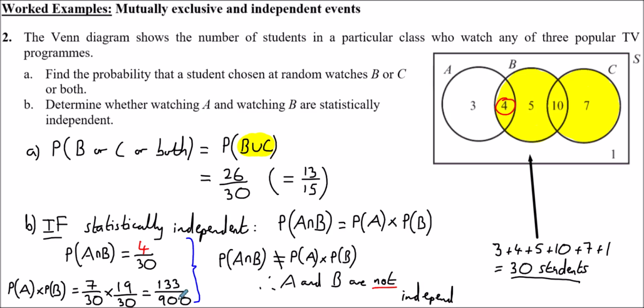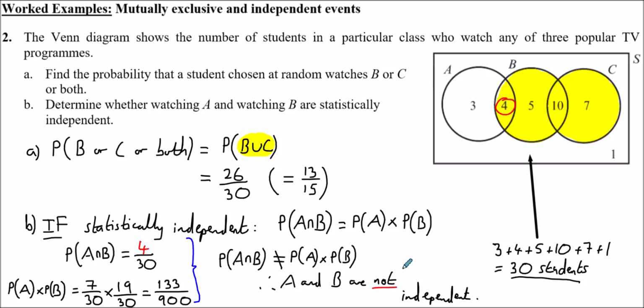If this had equaled 4 over 30 or 2/15, they would be independent, but because it doesn't, that shows that they are not independent of each other. So in practical terms, it might be that B and C are two fairly similar programs. For example, if someone likes watching X Factor, they might also have a tendency to watch another reality TV show or something like that. So A and B are not independent of each other.